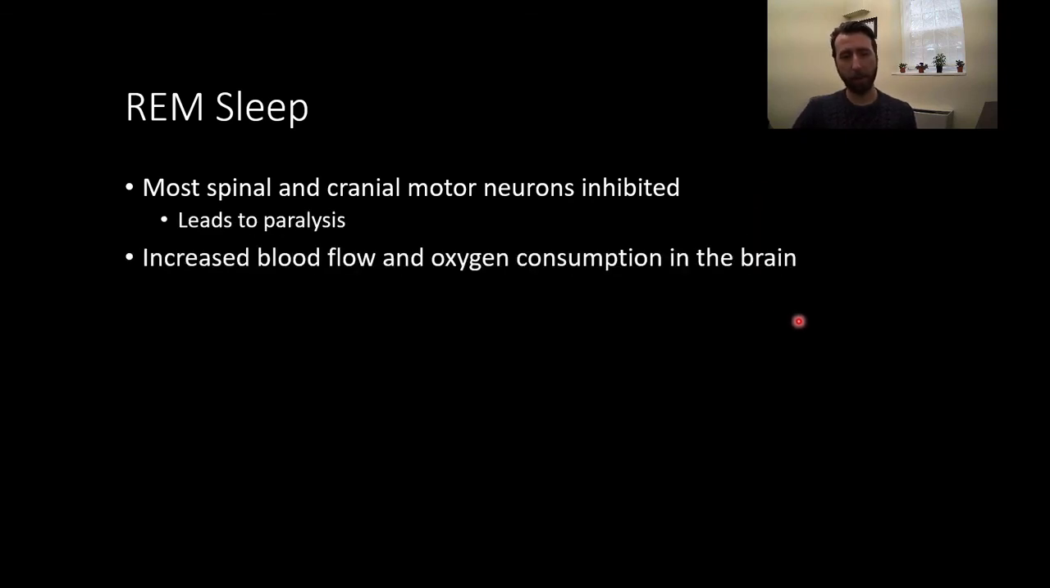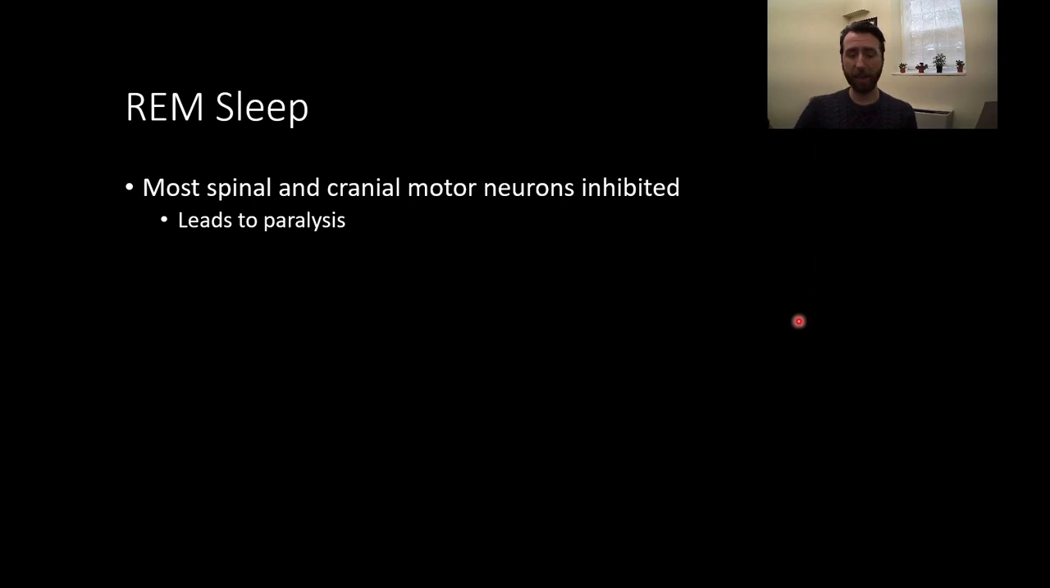All right, so finally, during REM sleep, most of your spinal and cranial motor neurons are inhibited. This leads to a paralysis state. That's generally a good thing. You don't want to be acting out your dreams and thrashing around and doing stuff in response to your dreams. That can be dangerous, in fact. REM behavior disorder is a rare disorder where this doesn't happen and people act out their dreams, and it's usually a bit of a disaster.